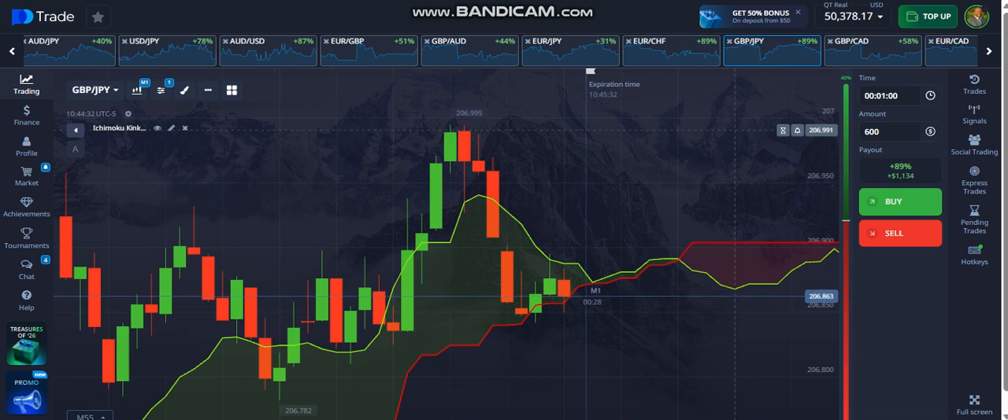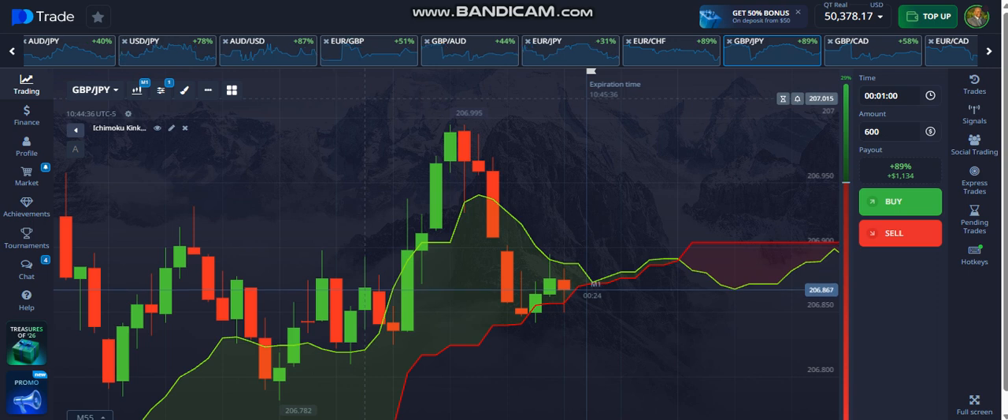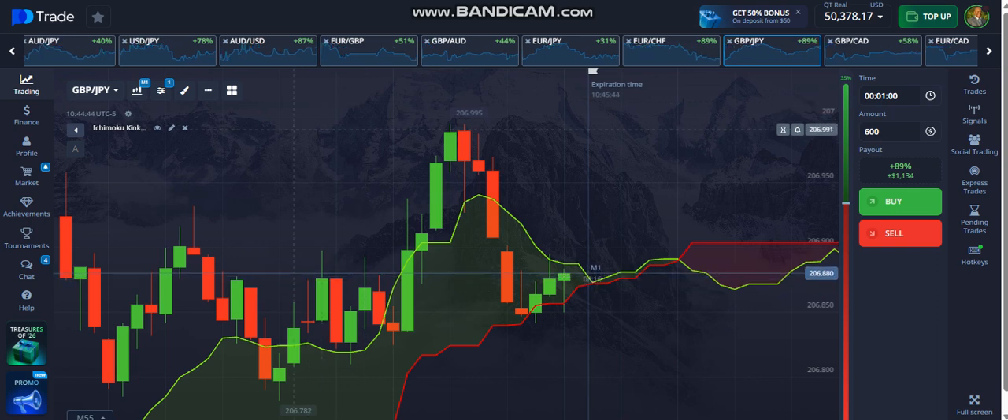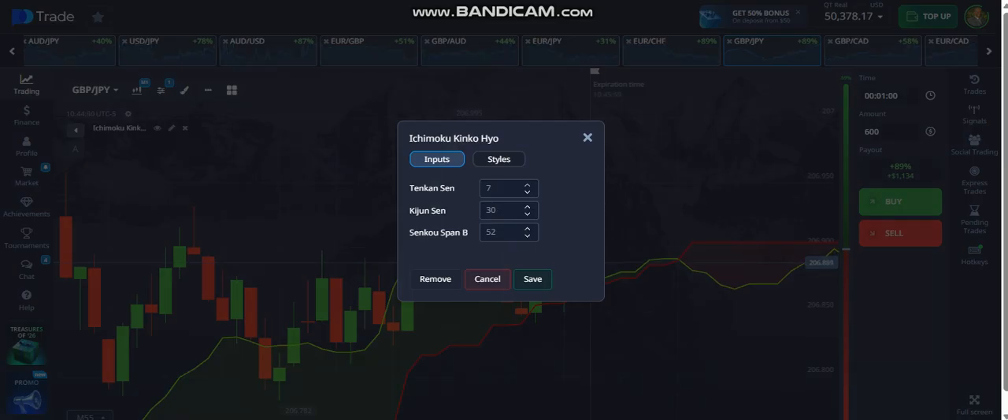Today I'm going to be trading regular currency pairs on the platform Pocket Option. What I'm going to be utilizing is one indicator, and it's called the Ichimoku Kinko, also known as the Ichimoku Cloud indicator.